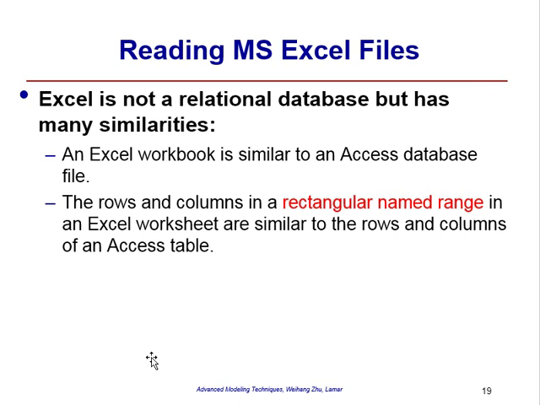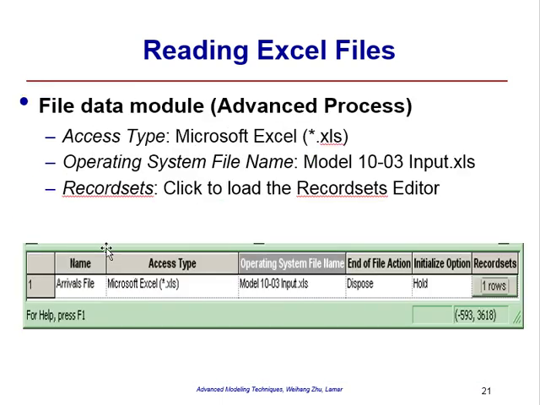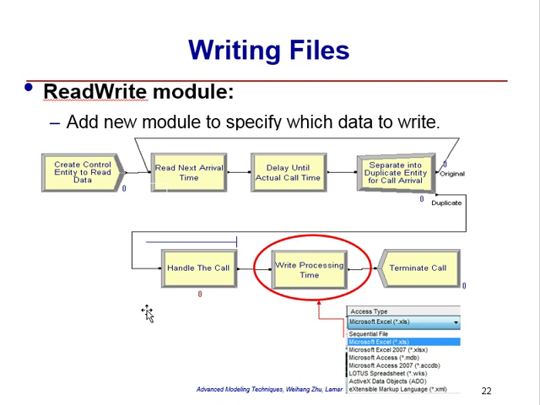Besides text files and Access files, read-write module can also handle Microsoft Excel file. Model 10-3 demonstrates how to read from an Excel file. The range to be used by Arena must be named. In File Data module, access type needs to be changed to Microsoft Excel. Read-write module can also write files in many different formats.